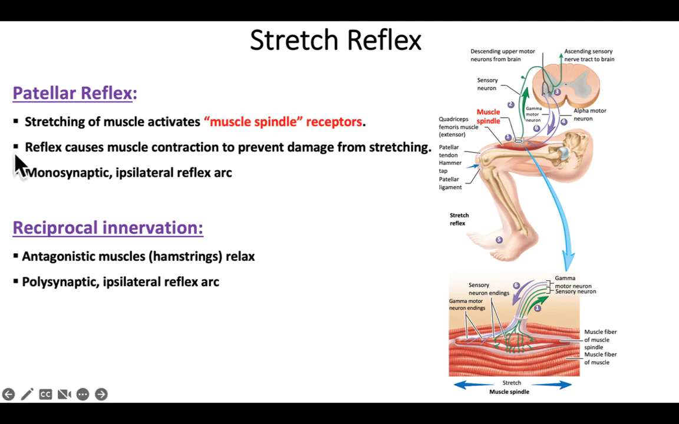Okay? Now the reciprocal is actually polysynaptic, because we have to turn it from a stimulatory reflex to an inhibitory reflex in order to relax the hamstrings. All right, so this is an example of a stretch reflex. You got them all over your body in order to prevent muscles from stretching. And to prevent them from stretching, we cause them to contract. And we can use these to assess nerve function.